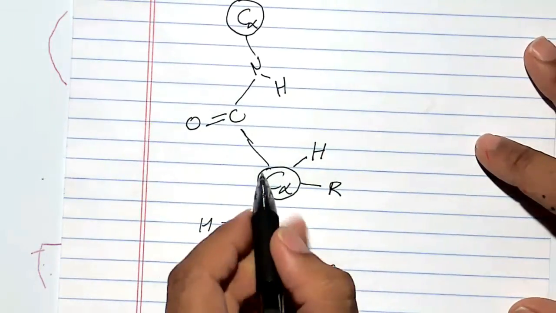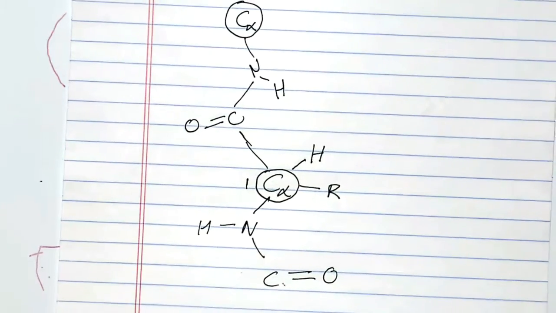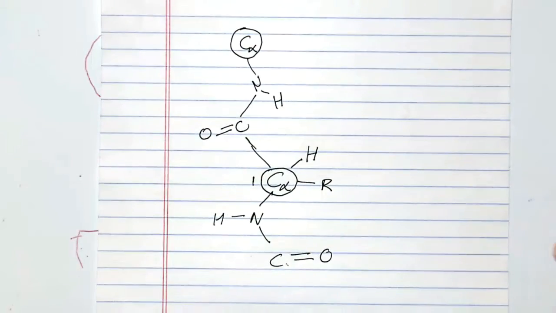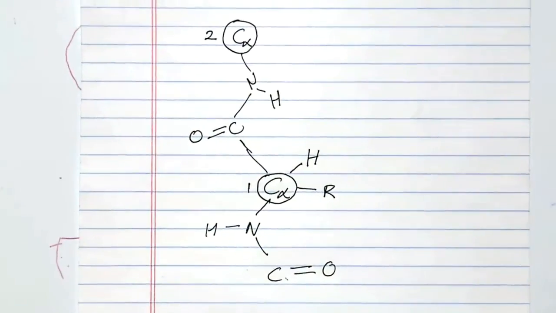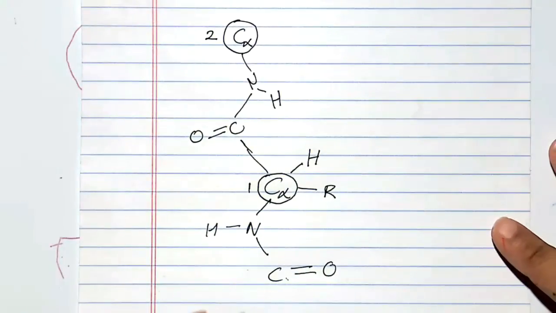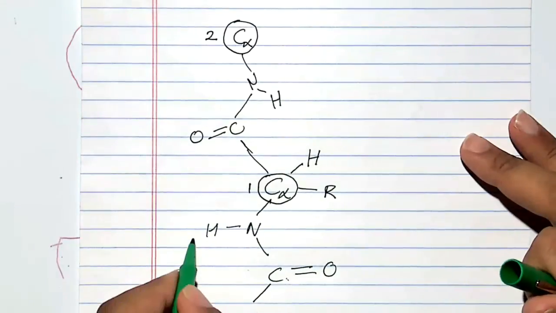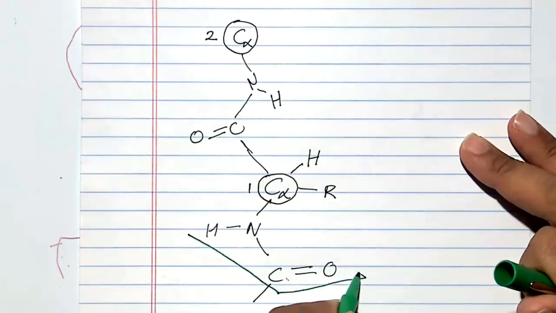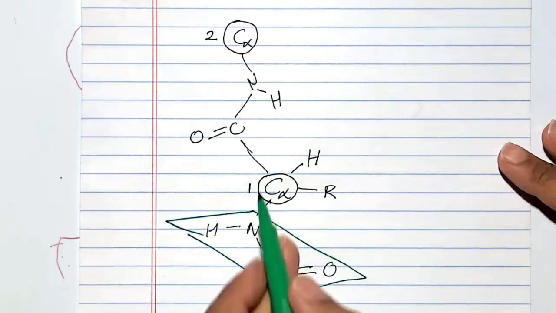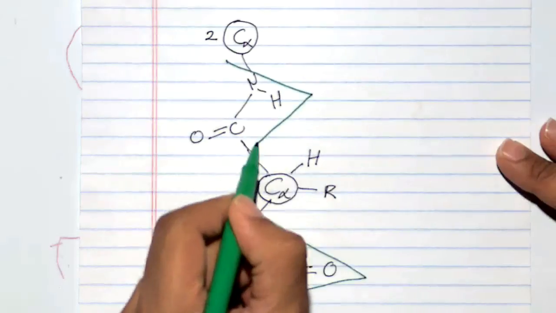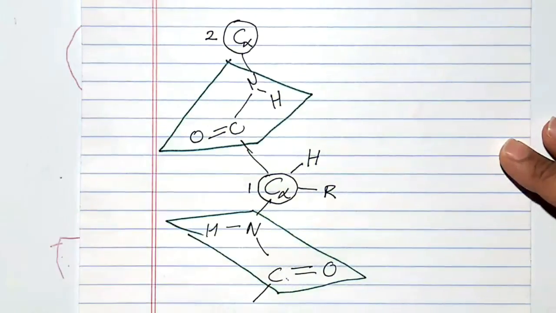this amino acid. So here's amino acid 1, and here's amino acid 2. So here's my planar peptide bond. I'm going to draw it like that. That's one plane, okay? Here's another plane.